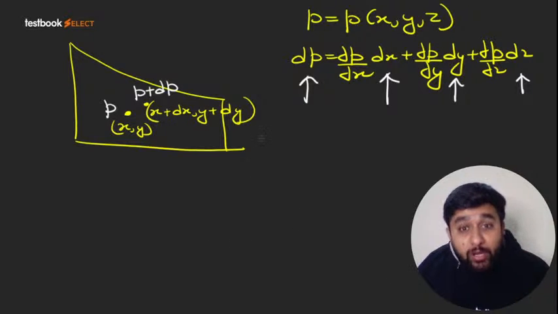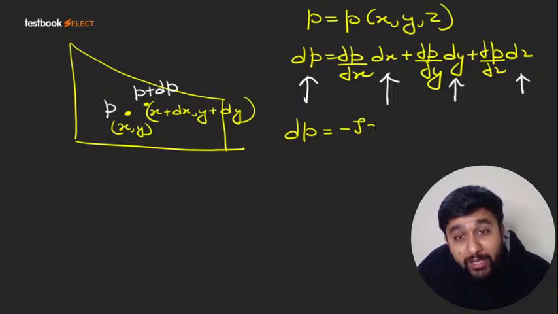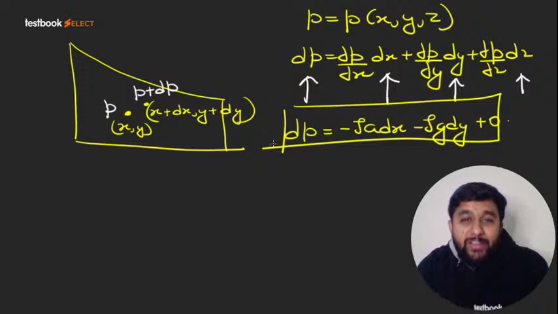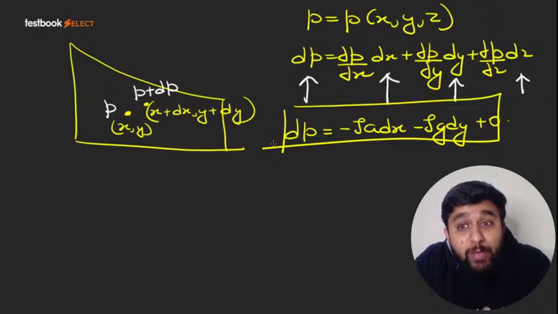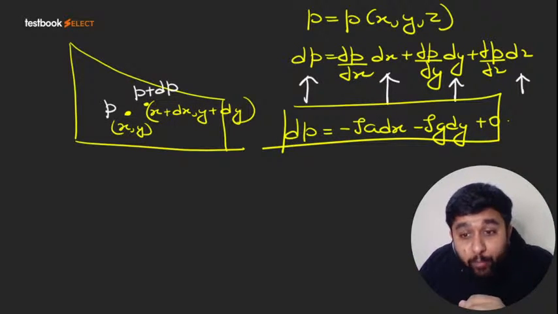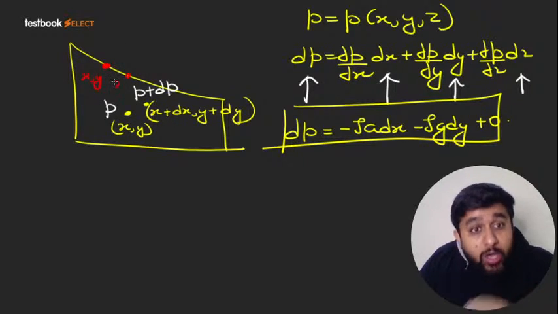So for two nearby points, the pressure difference is going to be minus rho A dx minus rho G dy plus 0. This is the pressure difference between two nearby points, right? दो नियर बाय पॉइंट्स के बीच में प्रेशर डिफरेंस ऐसे लिखते हैं. अब ये तो दो नियर बाय पॉइंट्स हो गए. सपोज बोथ द पॉइंट्स x comma y and x plus dx comma y plus dy.